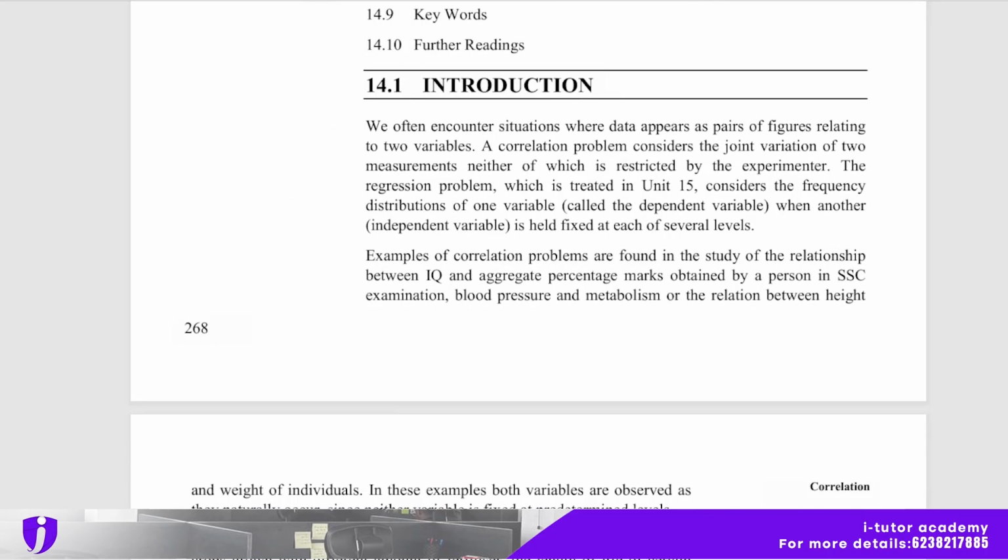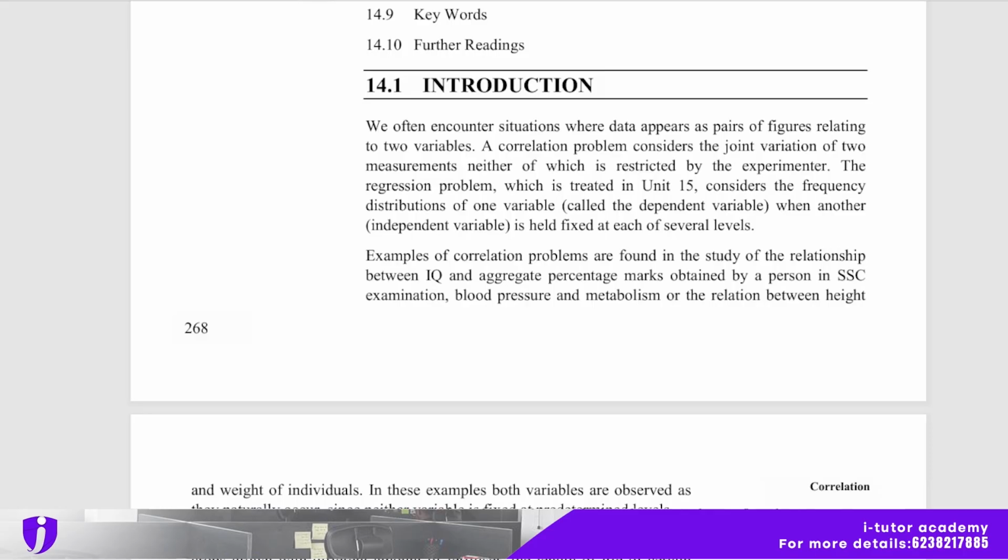We often encounter situations where data appears as pairs of figures relating to two variables, and a correlation problem considers the joint variation of two measurements, neither of which is restricted by the experimenter. The regression problem, which is treated in unit 5, considers the frequency distribution of one variable, that is called the dependent variable, when another independent variable is held fixed at each of several levels.